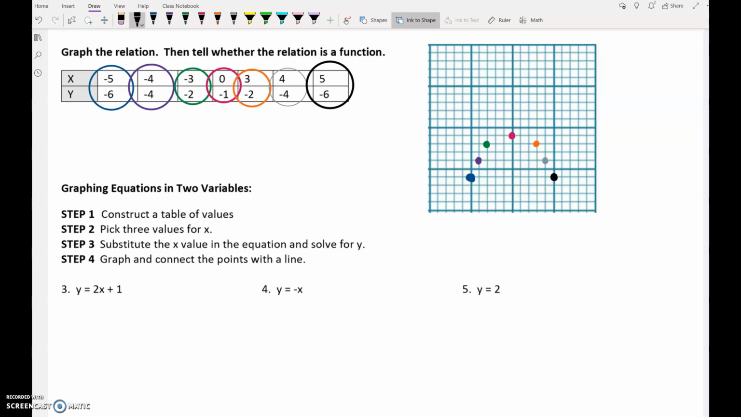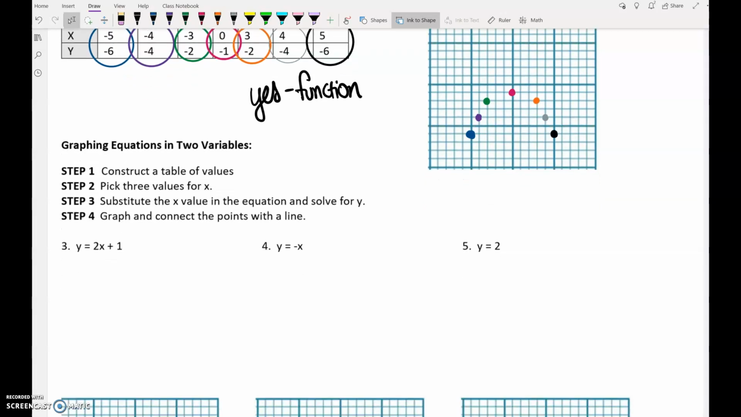Once you get these plotted, you might recognize this shape as a parabola. If you were to connect the dots, it would be a parabola. Is this relation a function? Yes, there are no repeated X values. And if you drop vertical lines down on this graph, a vertical line wouldn't touch more than 1 point at a time.